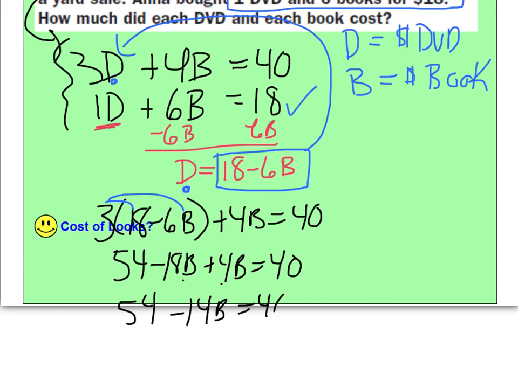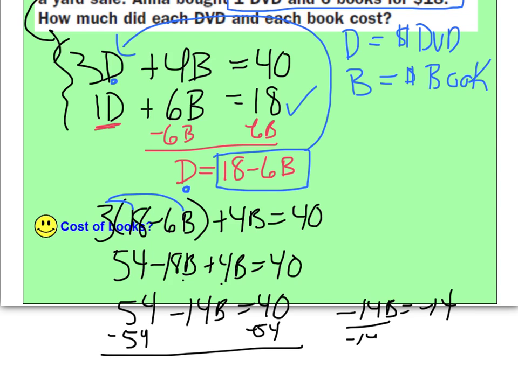54 plus negative 14b is 40. I'm going to subtract 54 from both sides. When you do that, we're going to get negative 14b equals negative 14. Divide by negative 14, and what we're going to see is b is 1. What did that mean? It meant that a book is $1.